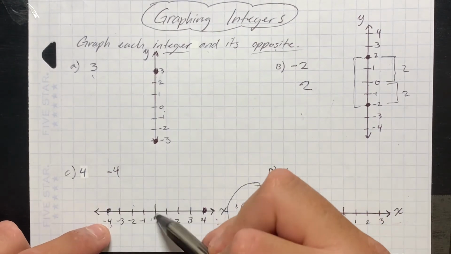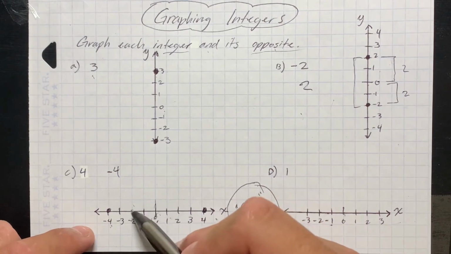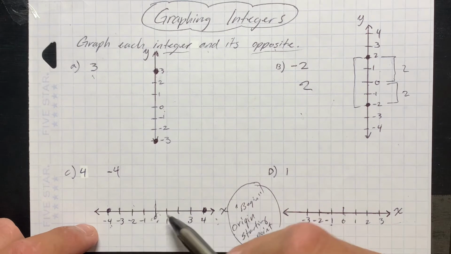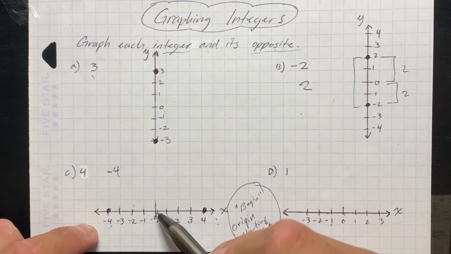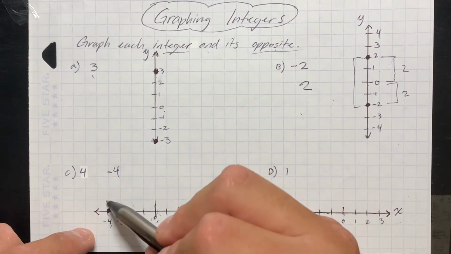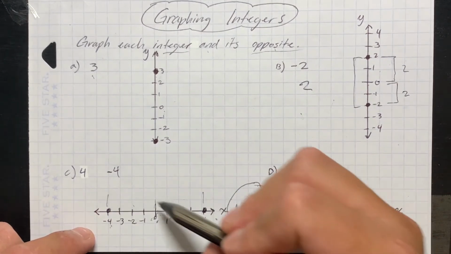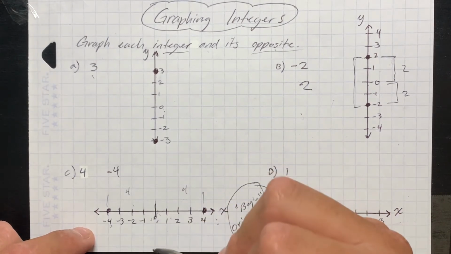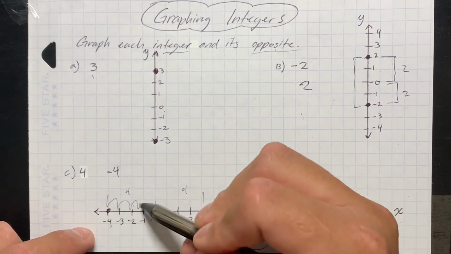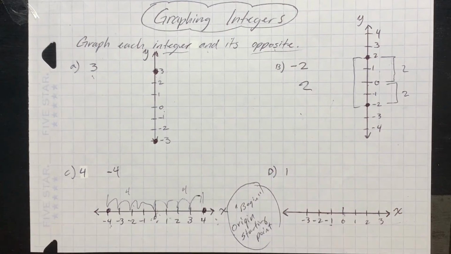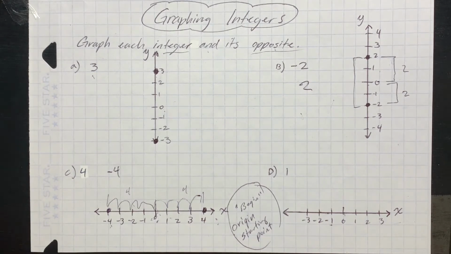Again, so here's the origin. We're 1, 2, 3, 4 spaces from 0 for negative 4. And here's your origin again. We're 1, 2, 3, 4 spaces away from 0. So negative 4 and positive 4 are 4 spaces from 0. Okay, so 1, 2, 3, 4. All right. So again, we'll talk more about that as we talk about absolute values at a later discussion.